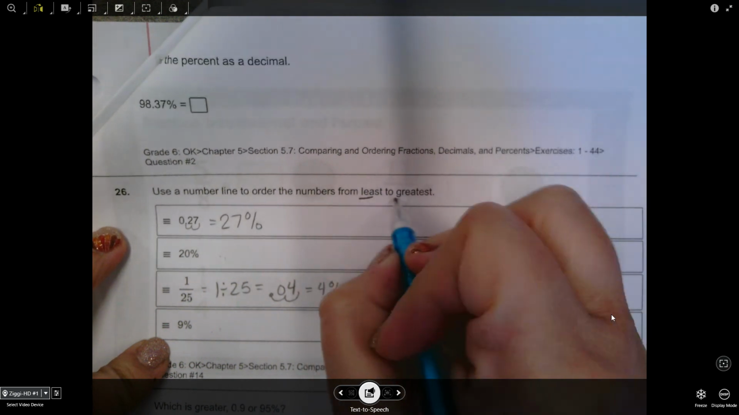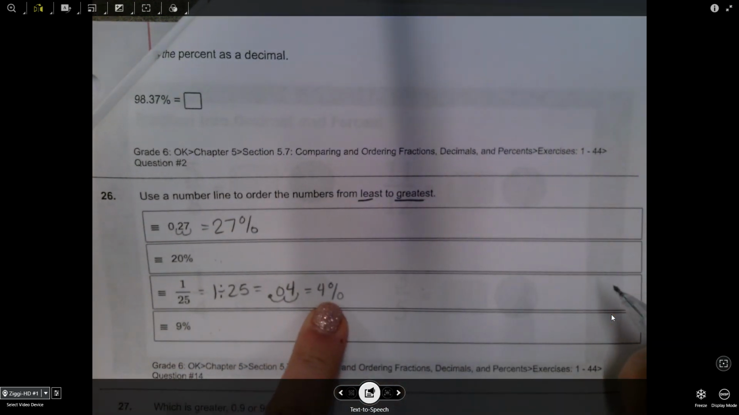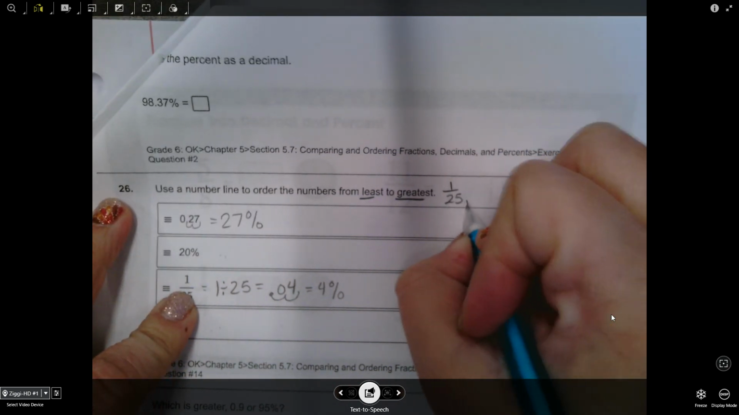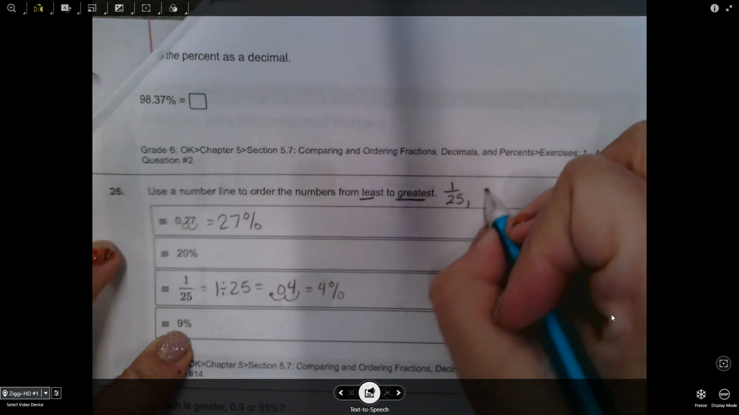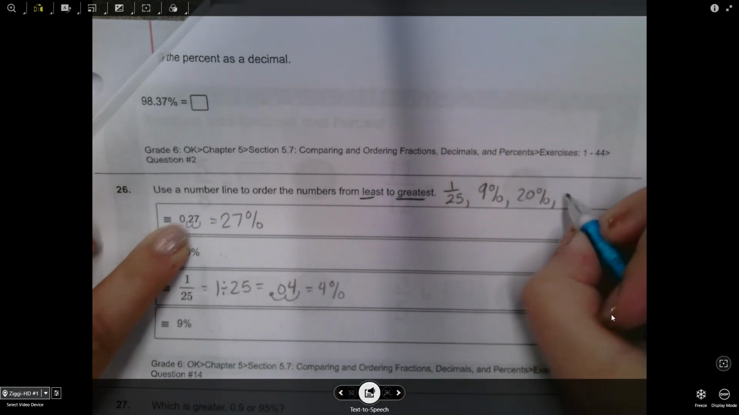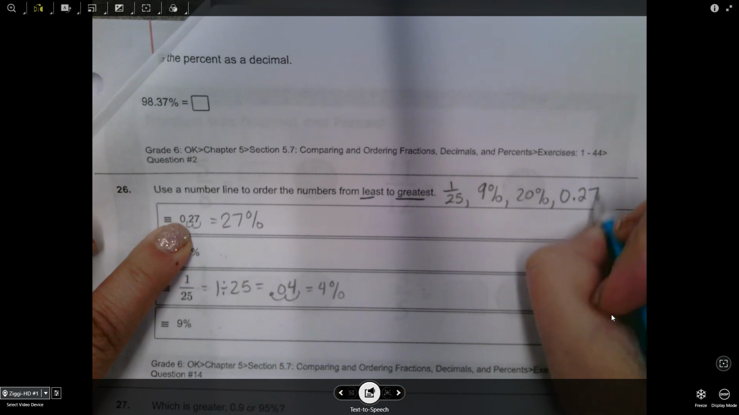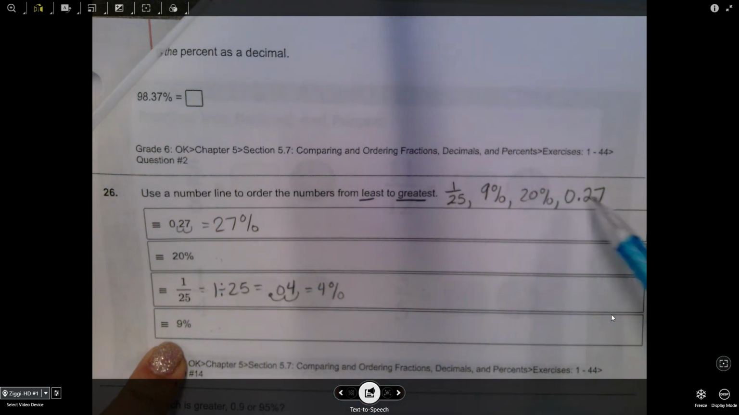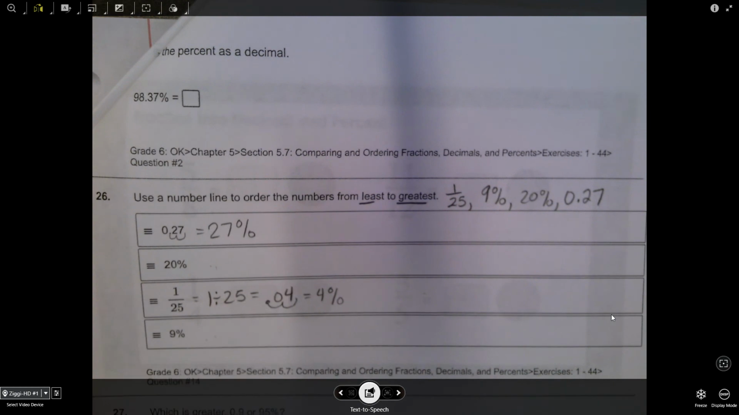We want least to greatest. 4% is the least, so we would write 1/25, then 9%, then 20%, then 0.27. Notice I left them all the way they were written in the original problem. Okay, you convert to compare, but then when you actually write it out, you leave it in its original form.